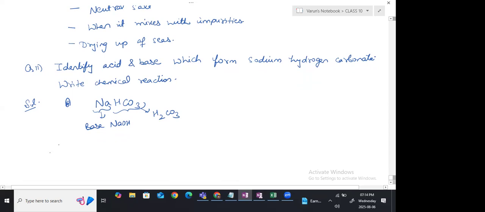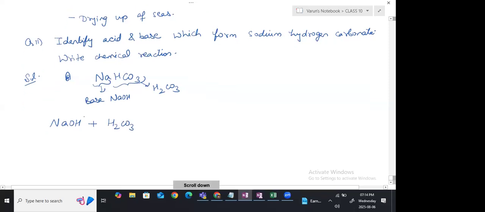So now you have NaOH reacting with H2CO3. Now the question is how this H2CO3 comes. When water combines with carbon dioxide, it forms carbonic acid, and it will release NaHCO3 salt plus water. Clear?